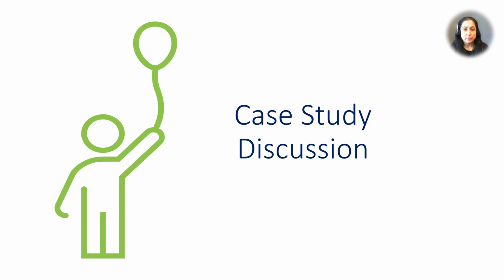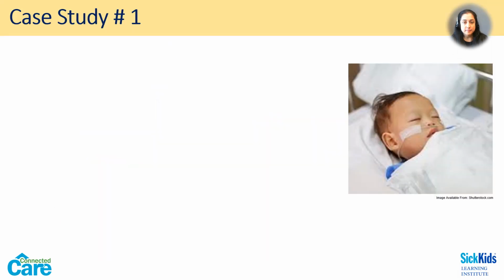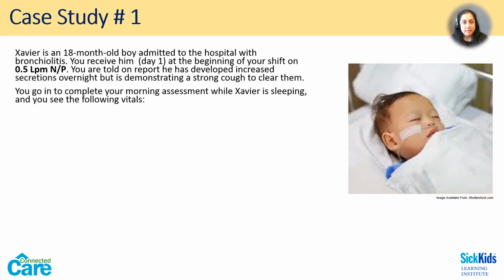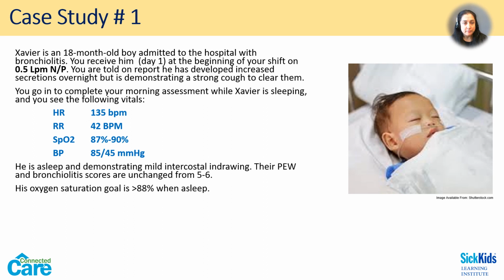We will now work through a case study. Xavier is an 18-month-old boy admitted to the hospital with bronchiolitis. You receive him on day 1 at the beginning of your shift on half a liter nasal prongs. You're told on report that he has developed increased secretions overnight, but is demonstrating a strong cough to clear them. You go in to complete the morning assessment while Xavier is sleeping, and you notice the following vitals. His heart rate is at 135, respiratory rate 42 breaths per minute, SATs are at 87 to 90%, and his blood pressure is 85/45. He is asleep and demonstrating mild intercostal indrawing.